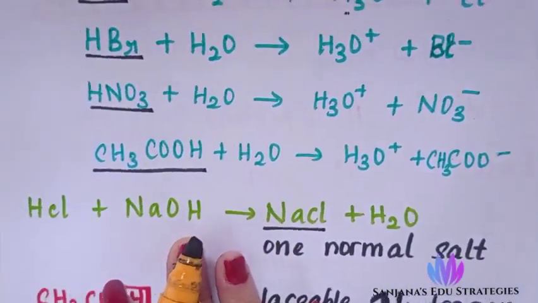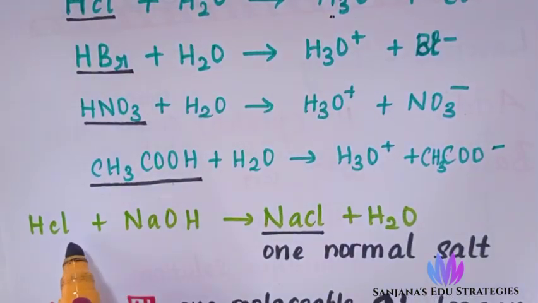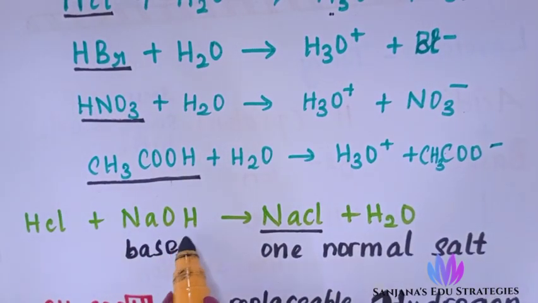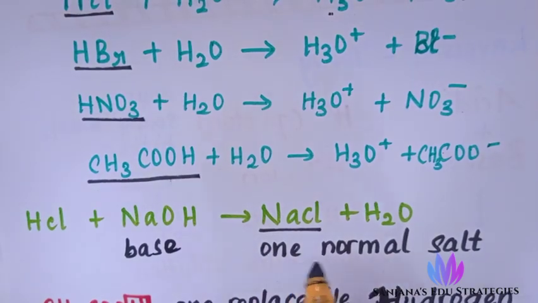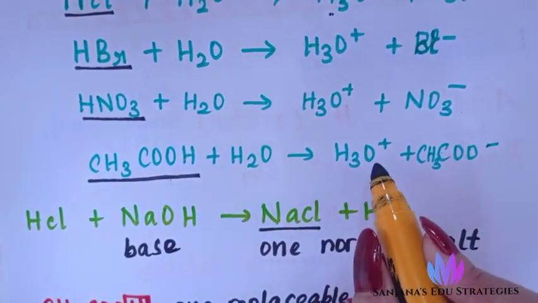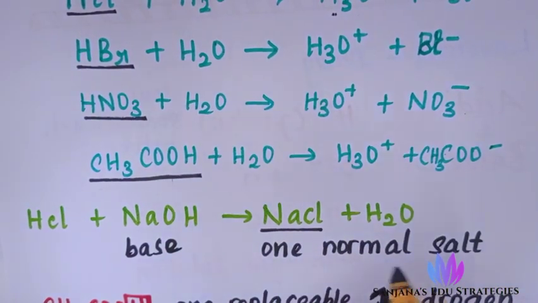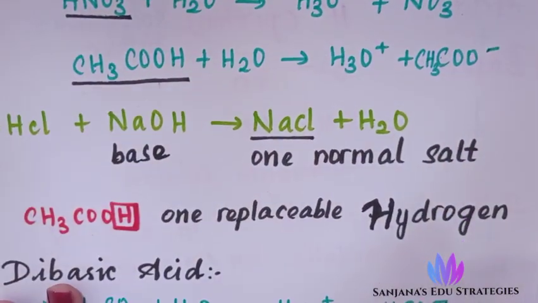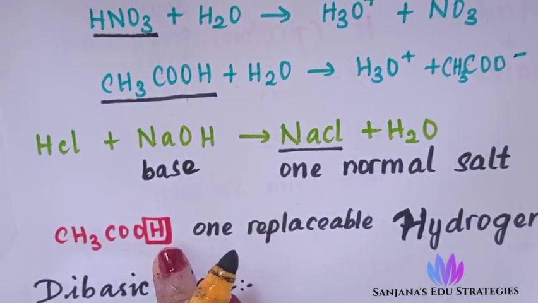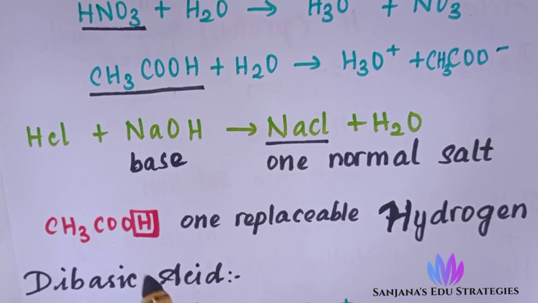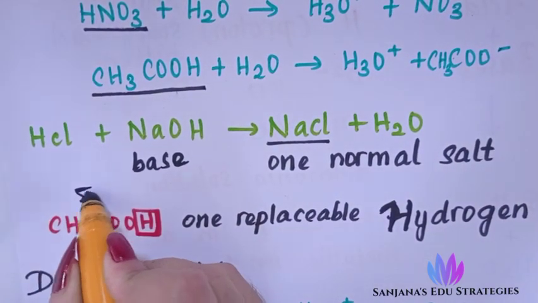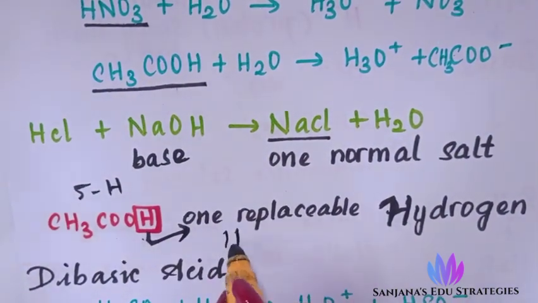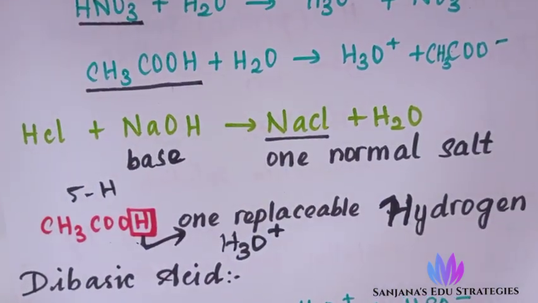CH3COO minus. Now when we add a monobasic acid to a base like sodium hydroxide, it forms only one normal salt. Why? It produces only one hydronium ion, so it has the capacity to produce only one normal salt. NaCl, one normal salt, will be produced. This is about monobasic acid. Now here is an exceptional case, CH3COOH. I told you already, it has 4 hydrogens, but only one replaceable hydrogen is present. So it produces only one hydronium ion. It is an exceptional case.